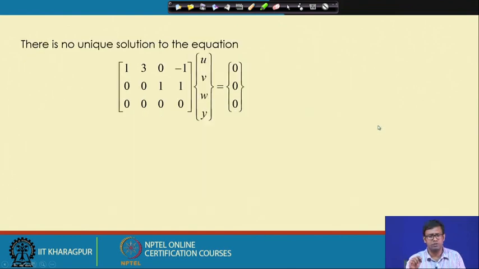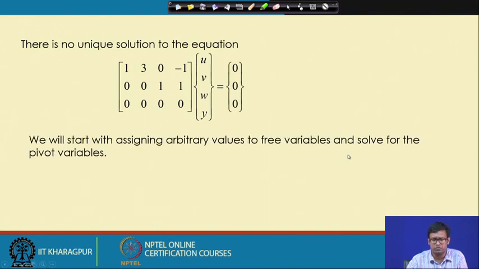There is no unique solution to the equation, because there are 2 equations and 4 variables. We will start by assigning arbitrary values to the free variables, and then we will solve for the pivot variables. We know that there is no unique solution, there are infinite solutions. However, these infinite solutions are not arbitrary solutions, they have a certain nature.